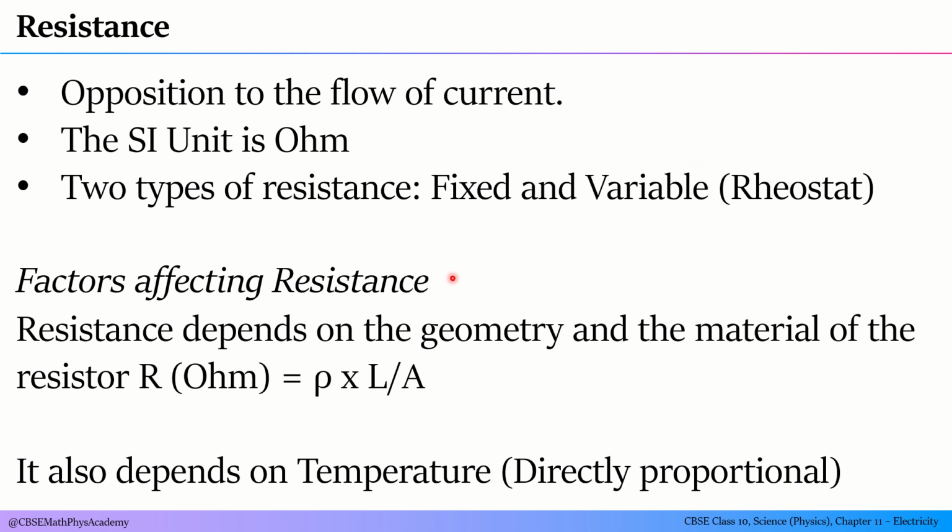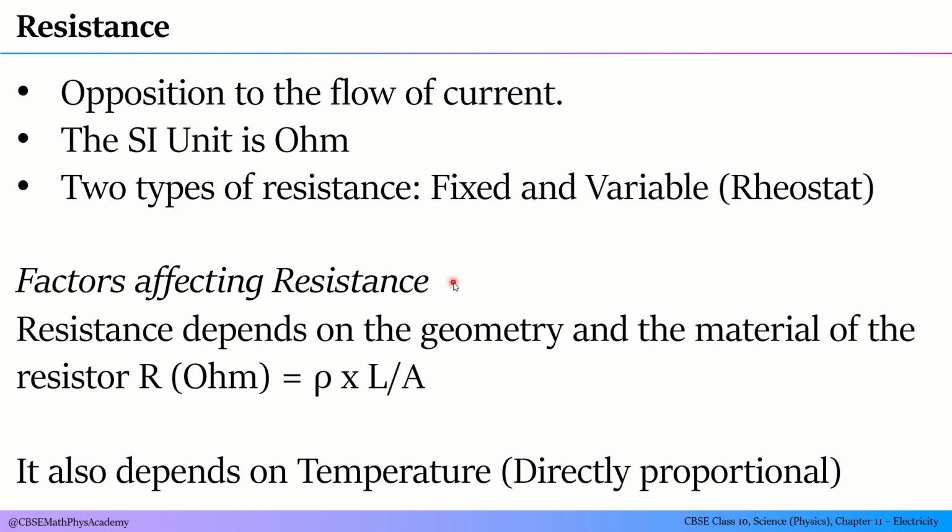So what are the factors affecting a resistance? Say you have a current carrying conductor in your hand, let it be a copper wire or an aluminum wire. The resistance to flow of current largely depends upon the geometry and the material property of the resistivity. So resistance depends upon geometry and the material of the resistor: R is equal to rho into L by A. A is the area of cross section of your wire, L is the length of the wire, and rho is the resistivity, which we will check now in the next slide.